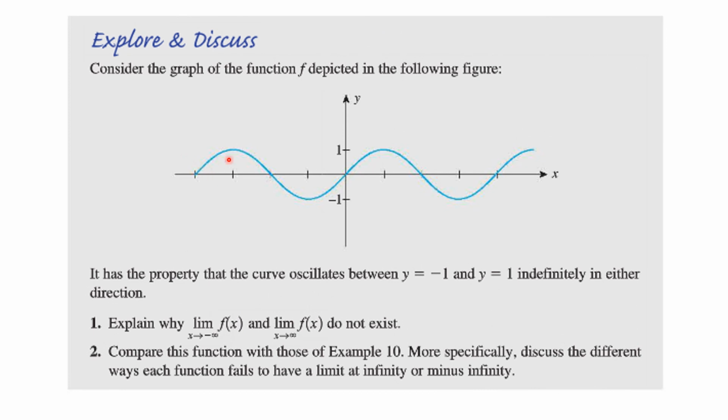Last but not least, some of you who've studied trigonometry remember the sine function, which looks like this, going up and down and up and down forever. It asks us to explain why the limits don't exist, either going to positive or minus infinity, and that is they never get close to and stay close to a number. They go up to 1, and then they go down to minus 1, and keep doing that. So they never get close to and stay close to a number.